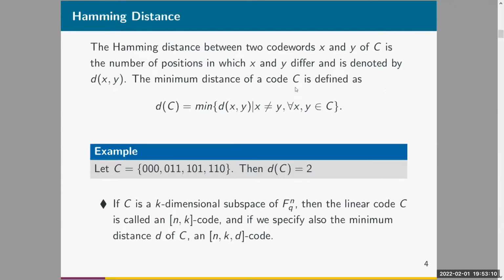Now the Hamming distance between any two codewords x and y of C is the number of positions in which these two vectors differ, and it is denoted by d(x,y). Further, the minimum distance of a code C is the minimum of the Hamming distances between any two distinct codewords. For example, let's see with a set consisting of these vectors, then we can see that the minimum distance of the code C is 2. Now, if C is any k-dimensional subspace of F2^n, then it is an (n,k) code, and if we also specify the minimum distance, then it is an (n,k,d) code.